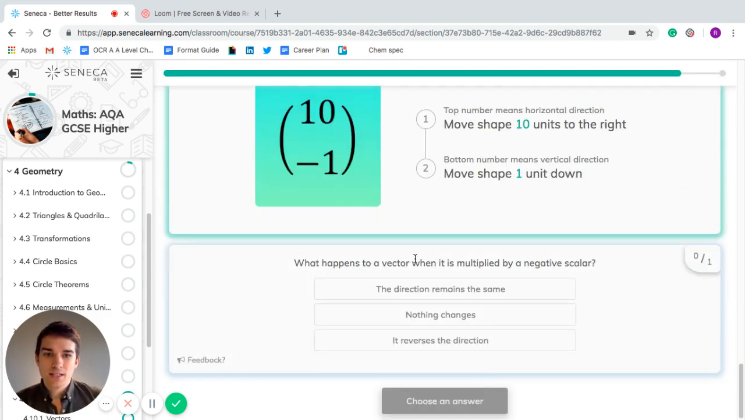What happens to the vector when it's multiplied by a negative scalar? Well, if we're going to multiply by a negative number, what will happen is all the numbers within that vector will change. If it's a negative, it changes to positive. If it's a positive, it will change to a negative. So what that'll actually do is change the direction, reverse the direction, in fact, of that.